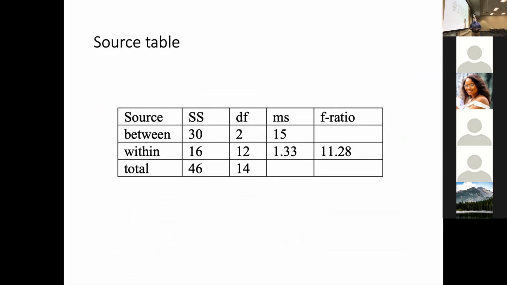After you do all that, you should get a source table. And that source table is going to give you the sum of squares, the degrees of freedom, the mean squares. And again, it's going to be a little bit of a review today, but how do you get mean squares? Your sum of squares divided by your degrees of freedom. Exactly. So sum of squares divided by degrees of freedom gives you your mean square.